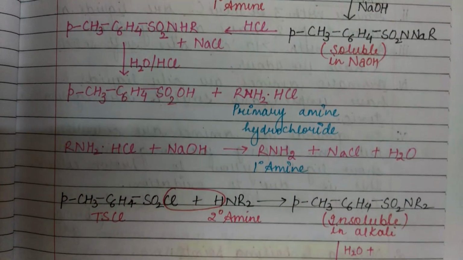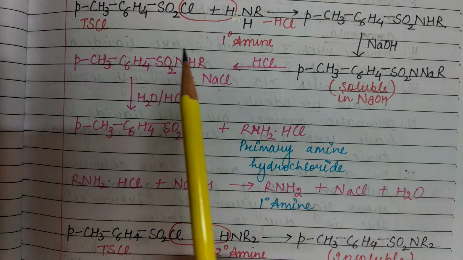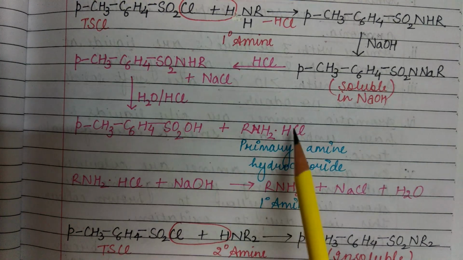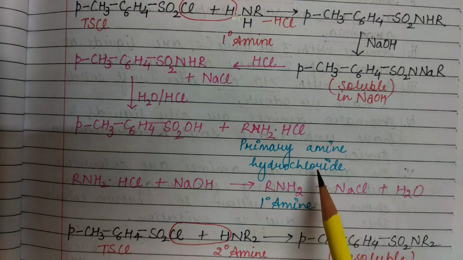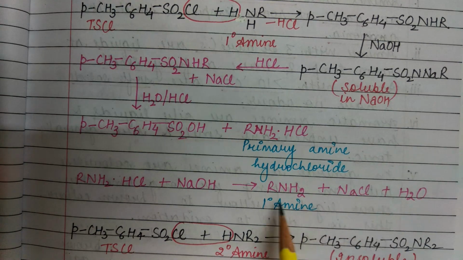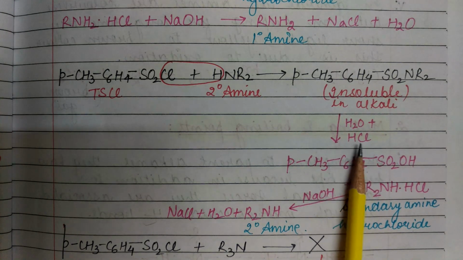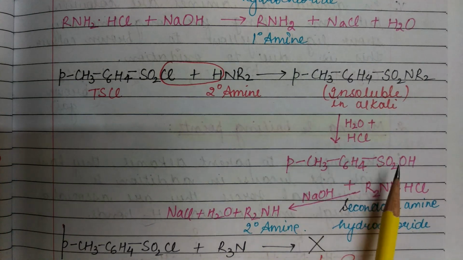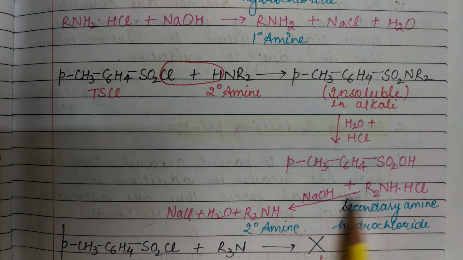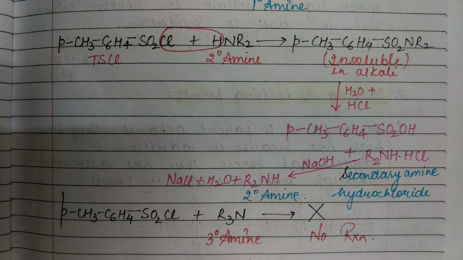Now, how to recover the amines? Firstly, from this we add HCl, we get this. Now we add water plus HCl in this compound to get this plus RNH2.HCl. This is primary amine hydrochloride. To primary amine hydrochloride, we add NaOH, we get 1 degree amine, NaCl plus water. So here we have recovered 1 degree amine. To recover 2 degree amines, we add water plus HCl to this insoluble solution. Then R2NH.HCl is gained, secondary amine hydrochloride. To this we add NaOH and we get 2 degree amine. And 3 degree was already there with us because it didn't react with the TsCl.